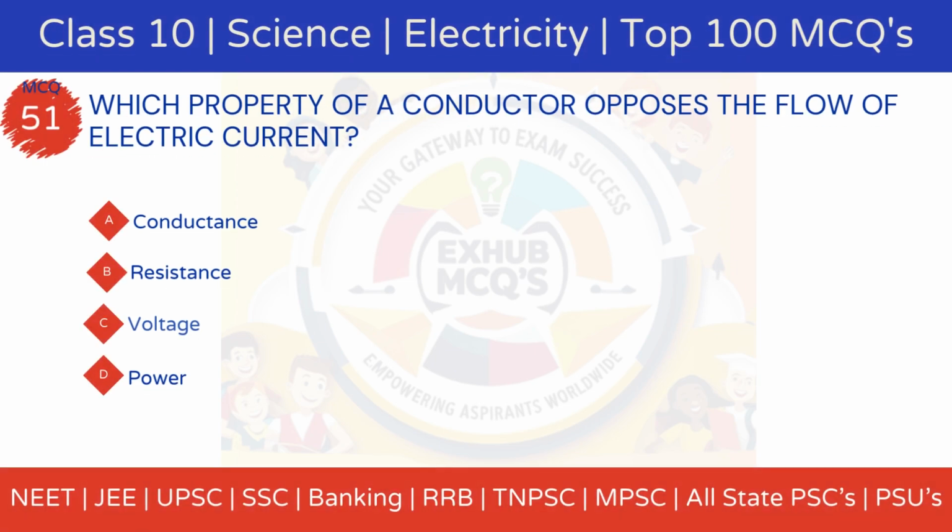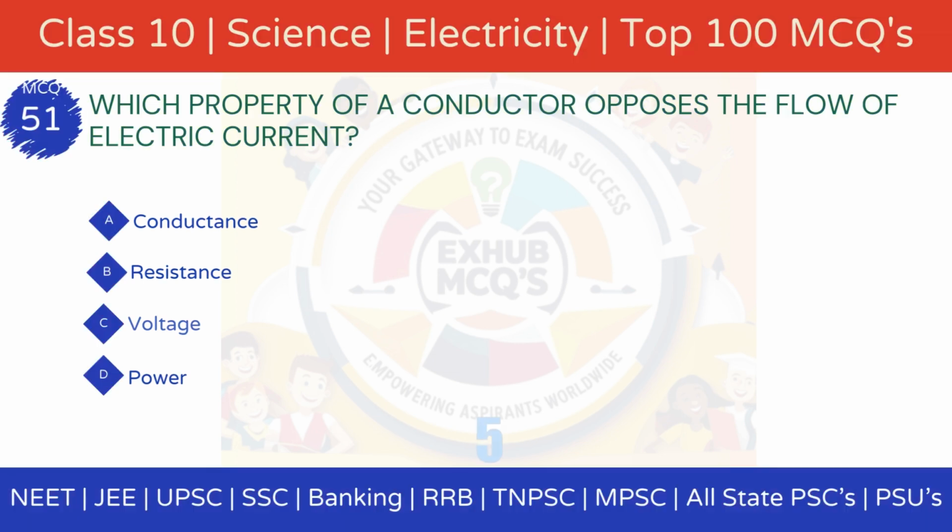MCQ 51. Which property of a conductor opposes the flow of electric current? Option A, conductance. Option B, resistance. Option C, voltage. Option D, power.